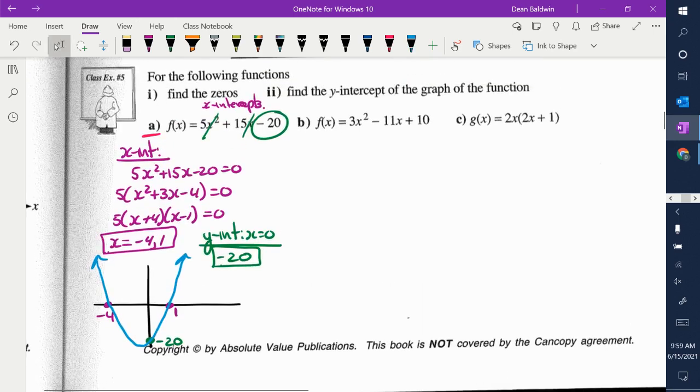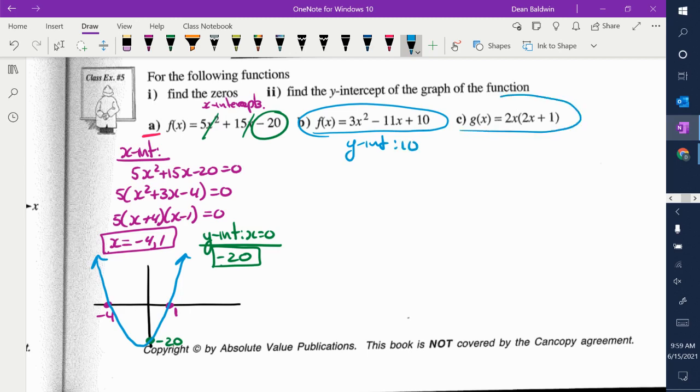Find the x-intercepts. Set it equal to 0, which means you're going to factor it. And then find the y-intercept, which is just the constant term. What's the y-intercept for this graph here? 10. What's the y-intercept for this? So this one it's already in factored form. If you want to find the y-intercept, if you multiply it out, you'll get 4x squared plus 2x. So what's the y-intercept? 0. Okay, so just be aware it would be 0.